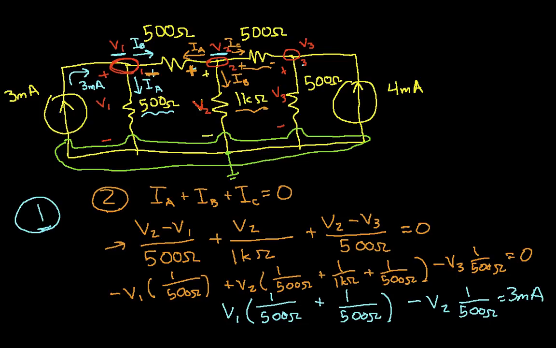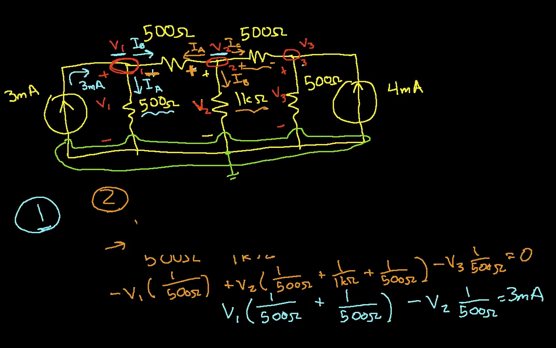To do that, first I'll tidy up a bit of space. And I'm beginning to think that this particular layout represents poor planning on my part, which you probably have noticed only occurs very infrequently. Okay, so what I need now is to apply KCL at node 3.